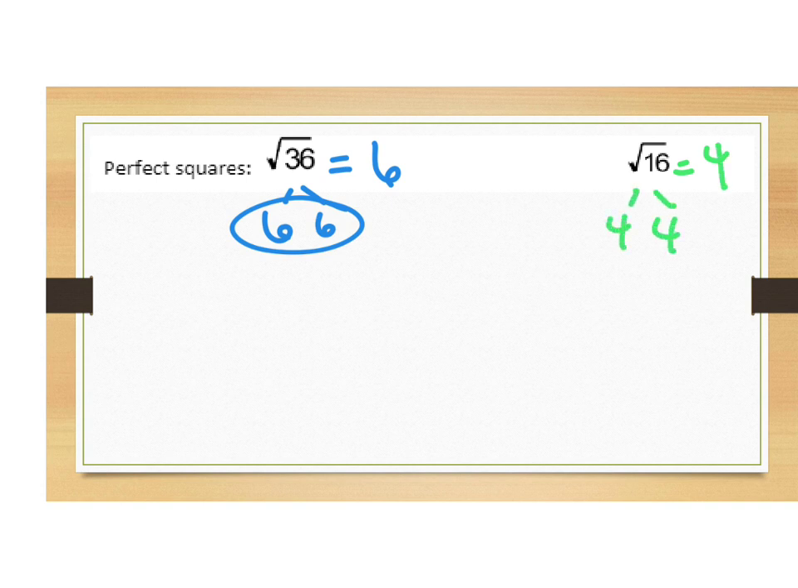So these first couple examples are just perfect squares. So the first one we have the square root of 36. Well, the square root of 36 is 6 because 6 times 6 gives you 36. You have a pair of 6's. Same thing with square root of 16. The square root of 16 is 4 because 4 times 4 gives you 16. A pair of 4's multiplied together gives you 16.